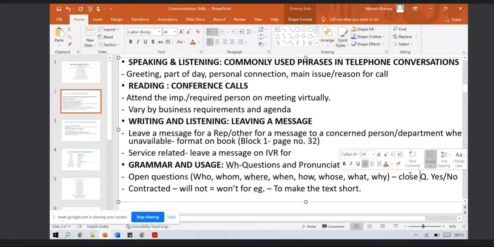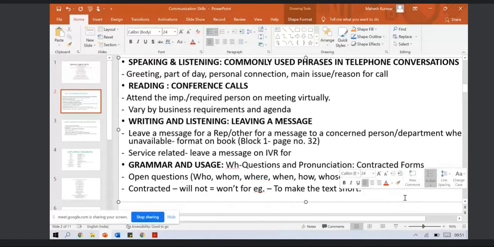Whereas with a closed question, if someone is asking about the same thing, like, are you from India? You can say yes or no. Are you from Delhi? Yes or no. This is how you can answer with either yes or no. So this is a closed question.